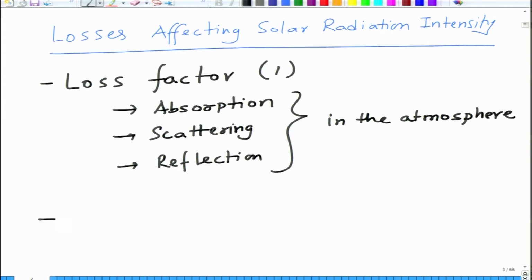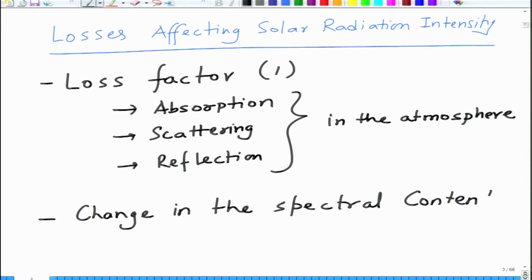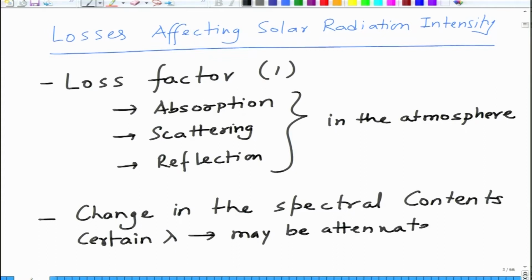And then we have change in the spectral content because of specific absorption or specific changes in the specific wavelengths because of the presence of certain constituents in the atmosphere. So, certain wavelengths, which means that certain lambda may be attenuated because of the propensity of those wavelengths to be absorbed by certain constituents present in the atmosphere.